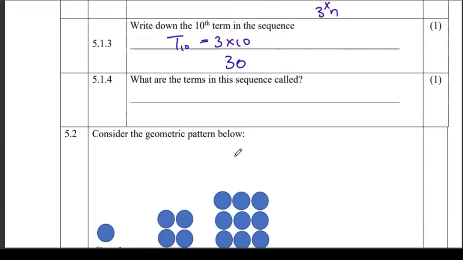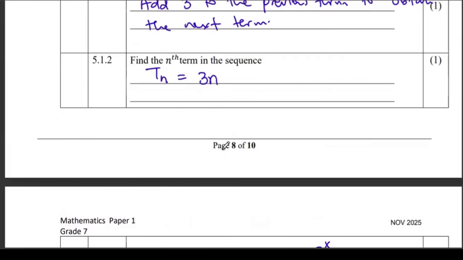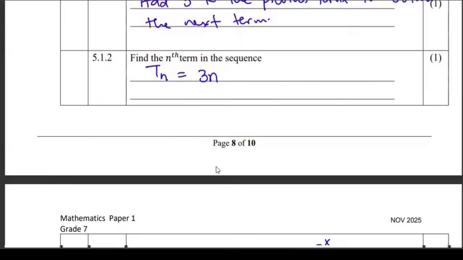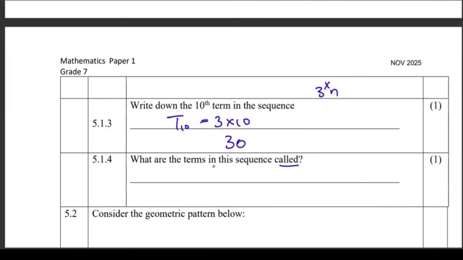And then 5.1.4, what are the terms in the sequence called? So what do we call these terms? 3, 6, 9, 12. So these are basically multiples of 3. Okay, if I'm to look at it neatly, those are multiples of 3.